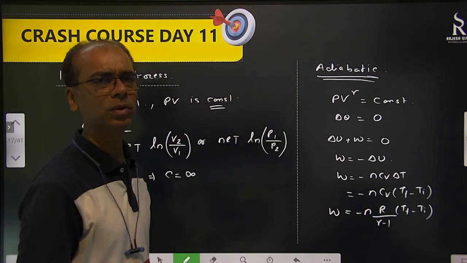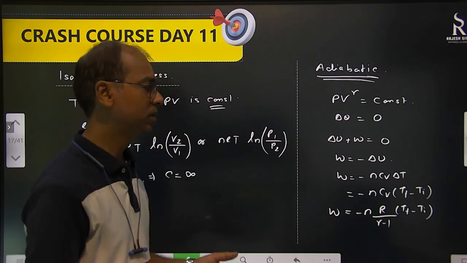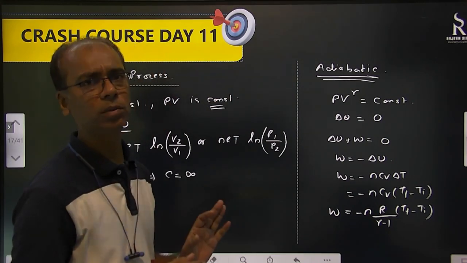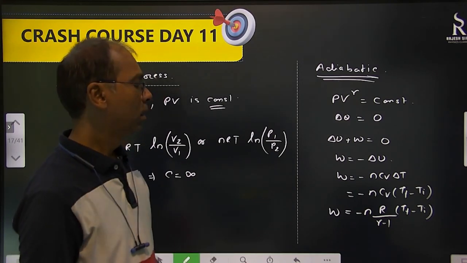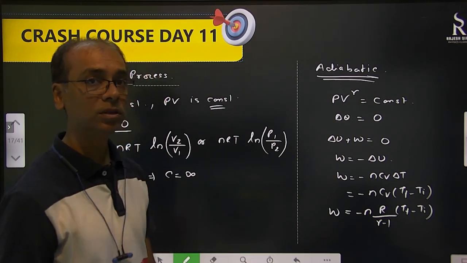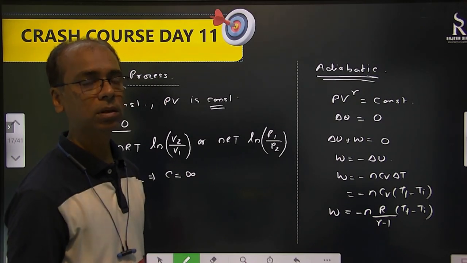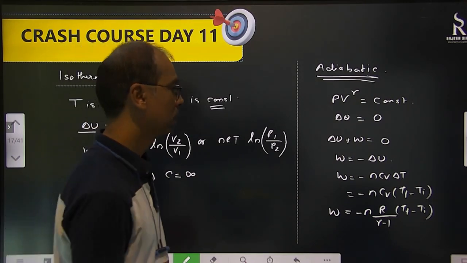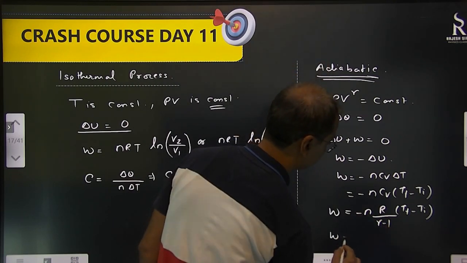And in this one also, it is very simple to find out whether compression or expansion is happening. Expansion means positive work done, compression means negative work done. Very, very simple concept. This is in terms of pressure and temperature only. Can't we have the same formula in terms of pressure and volume? We can, why not? W equals minus nR by gamma minus 1.